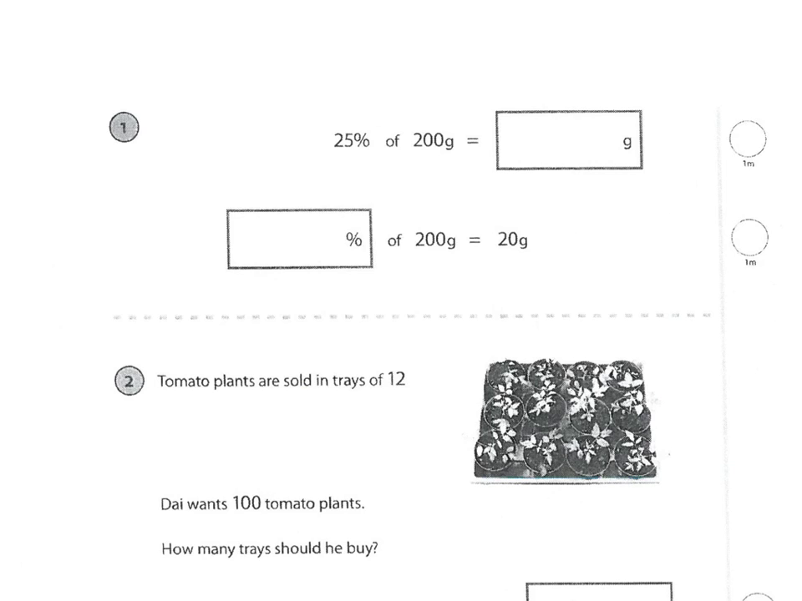Question 1. 25% of 200 grams. Well, 25% is a quarter, and the easiest way to work out a quarter of something is to halve it, so half of 200 grams is 100 grams, and half of the 100 grams is 50 grams. So that's my answer. The second half of this question says blank percent of 200 grams is 20 grams. Well, to turn 200 into 20, you divide by 10, so that therefore is 10%.